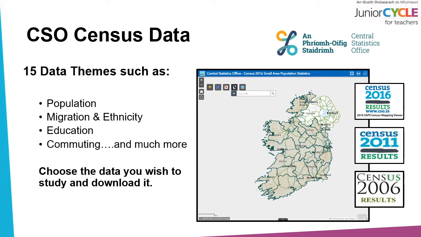They will easily then be able to look at the 15 different data themes made available for census data, choose what interests them, and download that data.